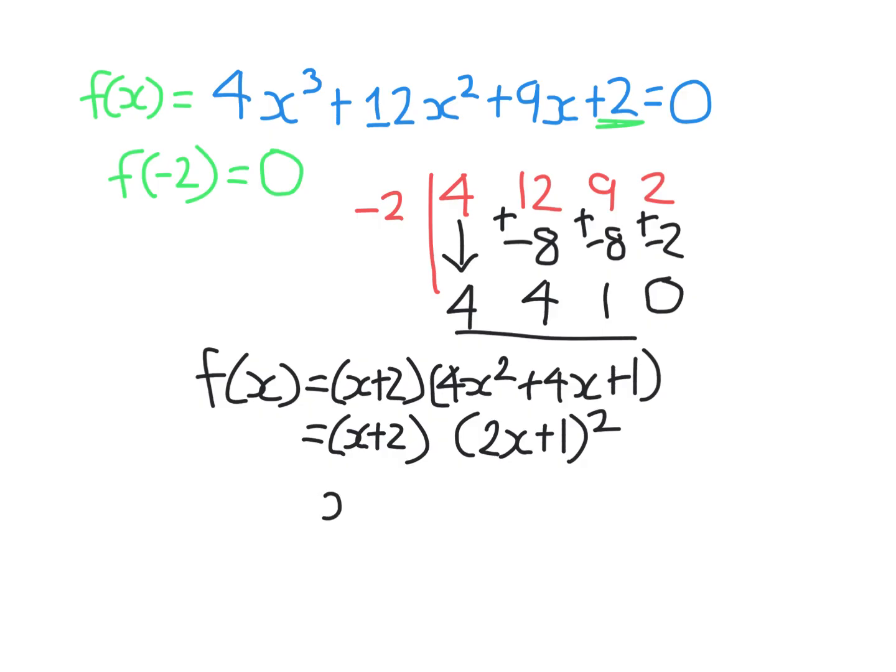So the solutions are x equals negative 2, that makes the first bracket equal 0. And the number that makes the second factor equal 0 is negative 1/2. But how do we use synthetic division if it didn't have an integer root? Let's now take a look at that.